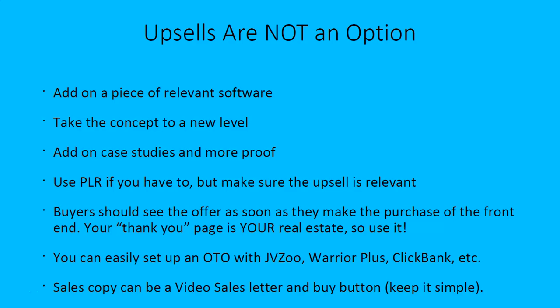Now, buyers should see this offer as soon as they make the purchase of the front-end product. In other words, you can set these things up in JVZoo and Warrior Plus. They're easy to set up. All you're going to do is make sure that people are going to see an offer. You want to keep your upsell very simple. You might want to have a headline. You may not want to. You can do a video sales letter and a buy button. Keep it simple. You don't want anything to get in the way of you actually creating a high quality upsell, and you want to get it up and running.